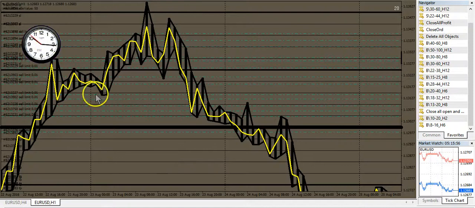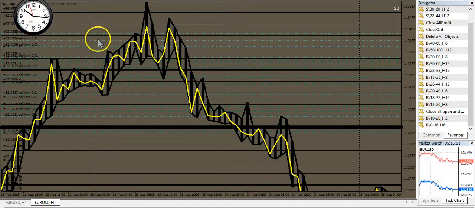You're waiting for a breakout strategy where you put in buy stops and sell stops. You're waiting for this thing to do something like this, and you don't have to back test this.